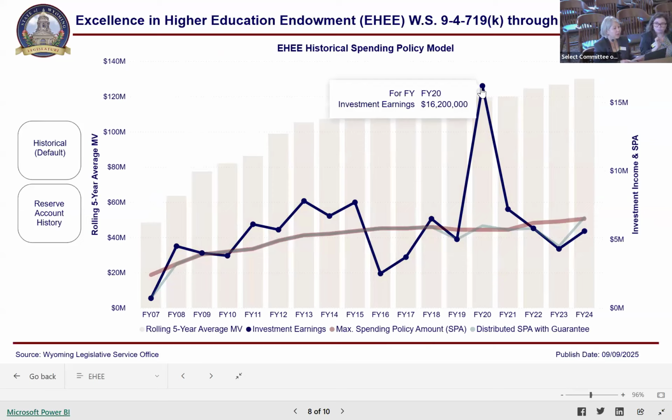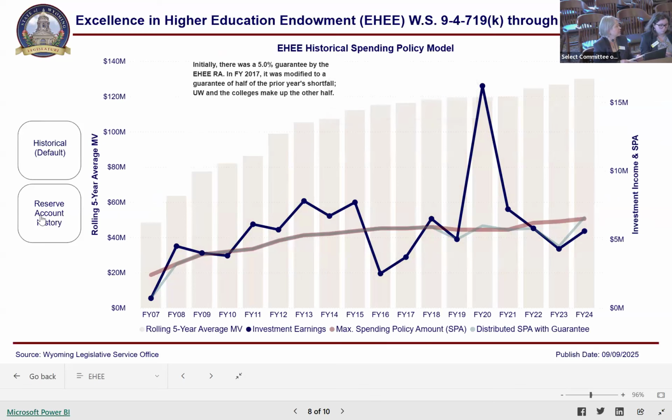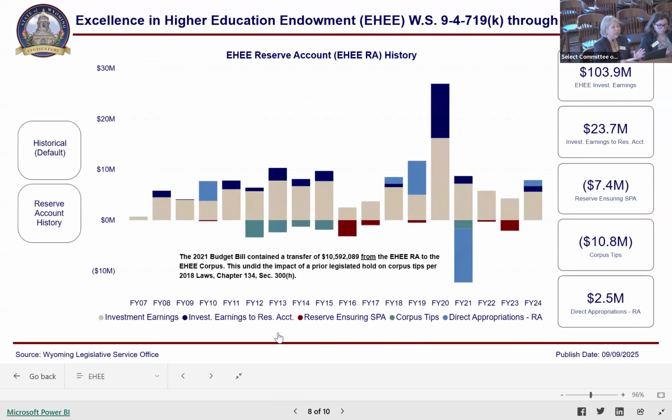Okay, so there would have been a corpus tip in 2020. However, jump back to the other slide, there was a legislative hold on corpus tips in the budget bill that prevented that tip. And so what the legislature did, in the next year, was make a straight direct appropriation from the reserve account to the corpus for the amount that would have tipped.